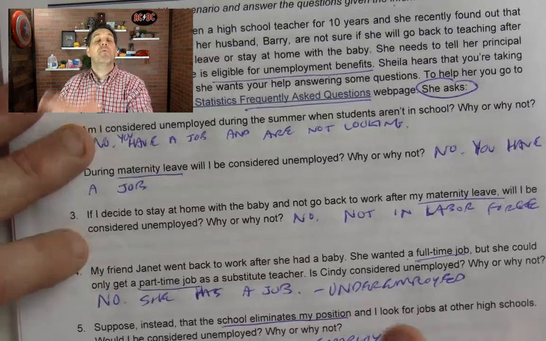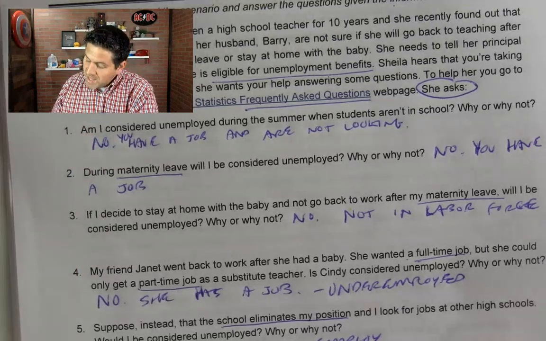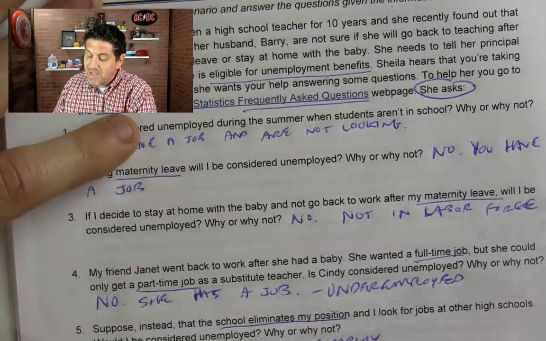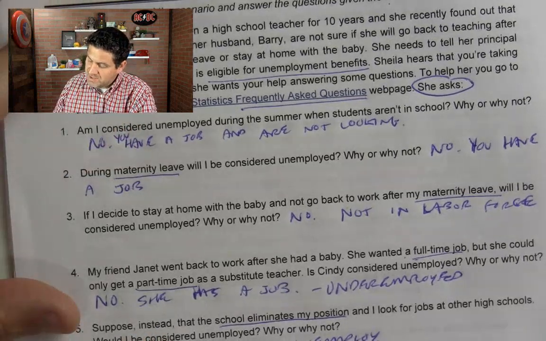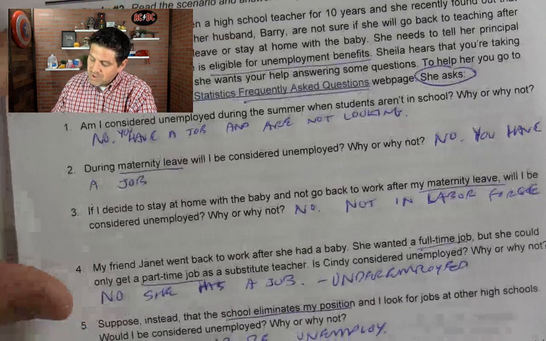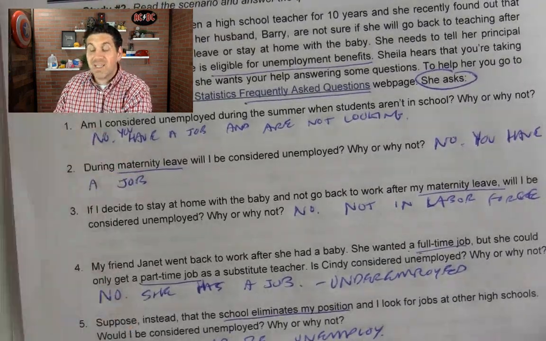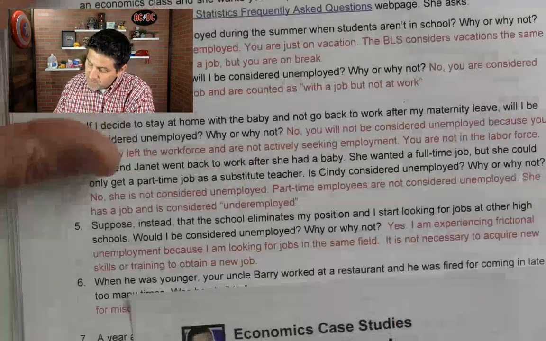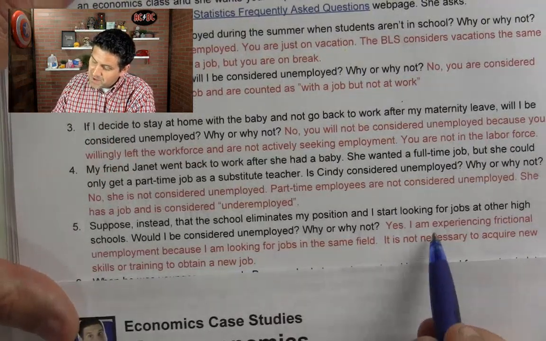Well, what type of unemployment? If you've learned that in your class, there's 3 types: frictional, structural, cyclical. If they eliminated the position, I guess it depends on why they eliminated it, if it was because of budget cuts. But if they eliminated your position, we can maybe assume it was budget cuts. For this one, what I wrote for number 5, yes, I'm experiencing frictional unemployment.